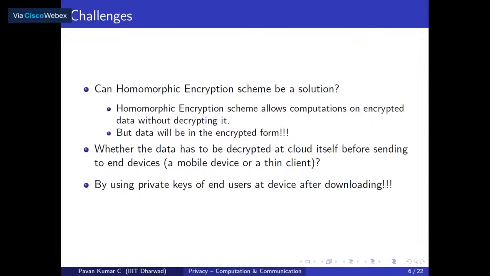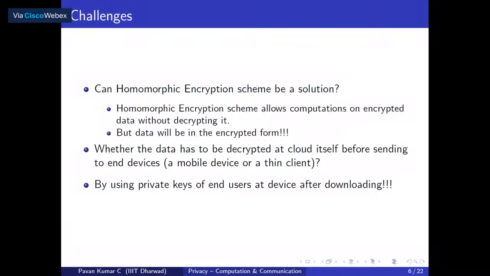But here also comes a challenge, because the end devices, that is, the mobile device or a thin client, will have limitations of computation power. Will they be able to run some decryption algorithms so that they can decrypt the data? That is the challenge. So one thing we can do is, using the private keys of the end users at the device after downloading, if we can decrypt it, that would be a solution.